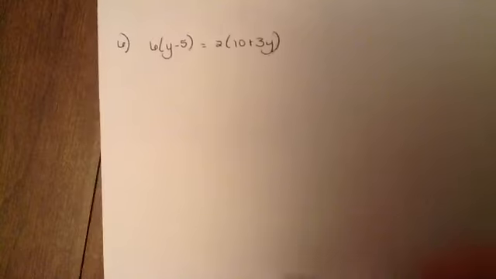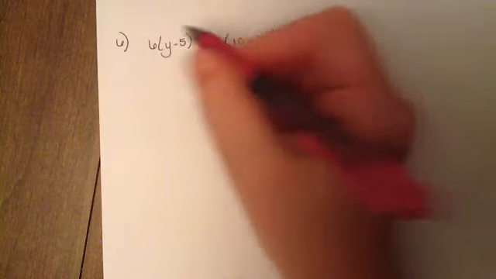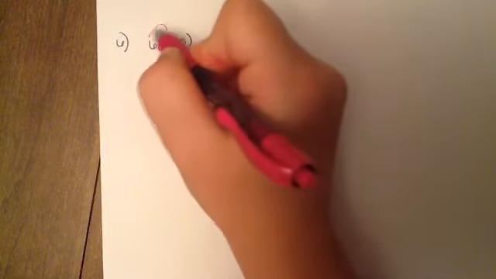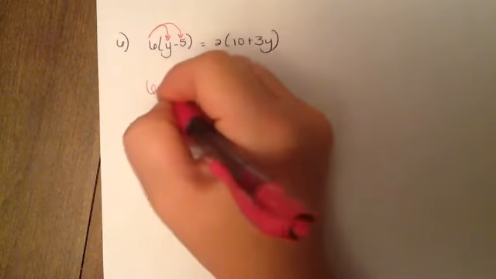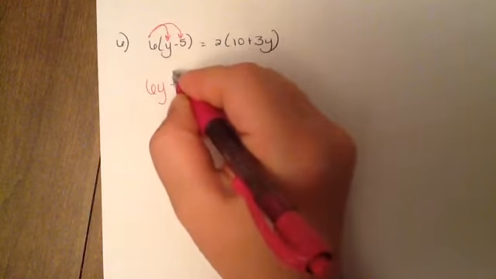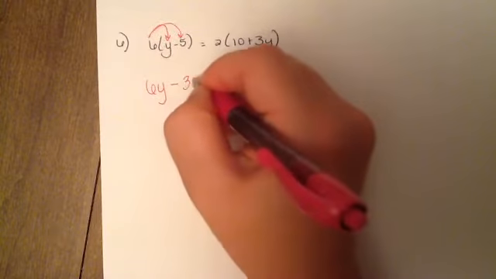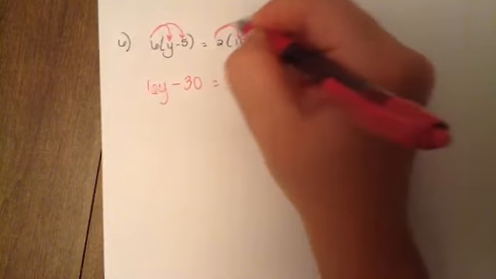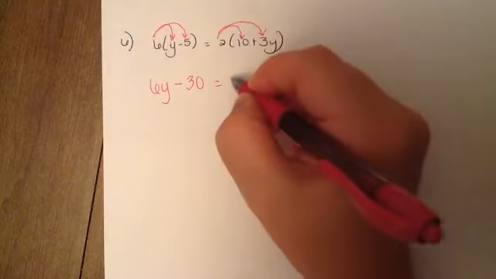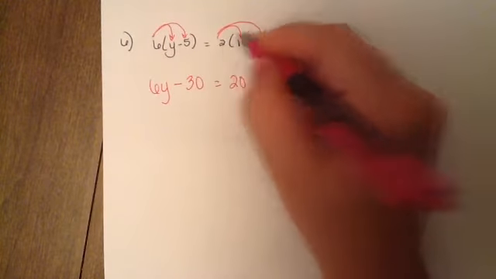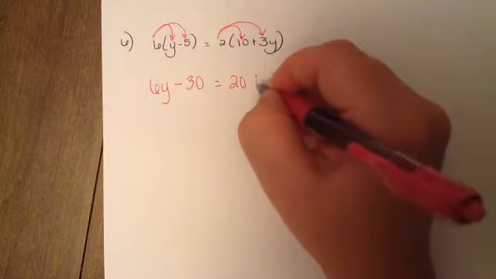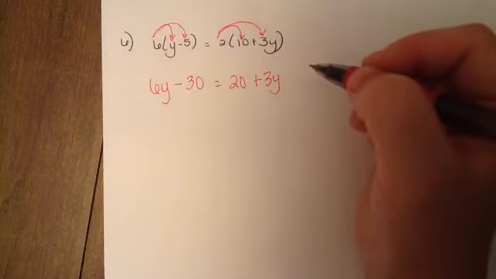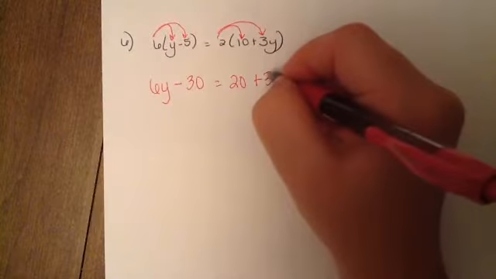Let's see how you do. I have parentheses. How do I get rid of these parentheses? Distribute. 6 times y minus 6 times 5 is 30. And I have to distribute over here as well. 2 times 10 and 2 times 3y. Oh, and this becomes 6y.